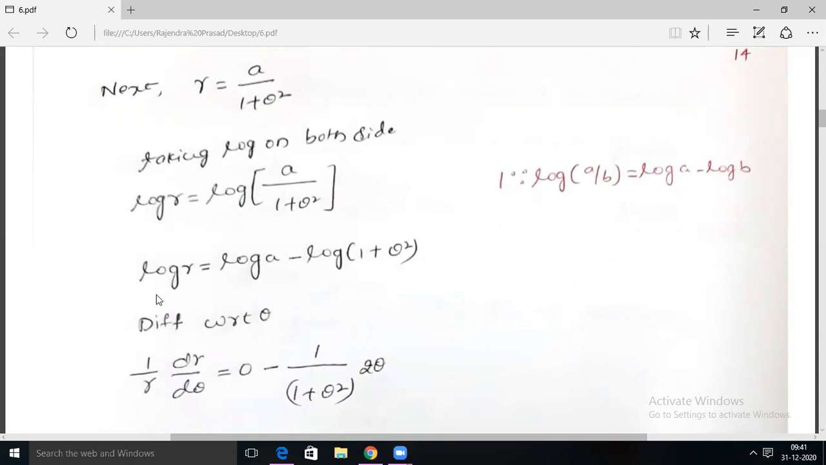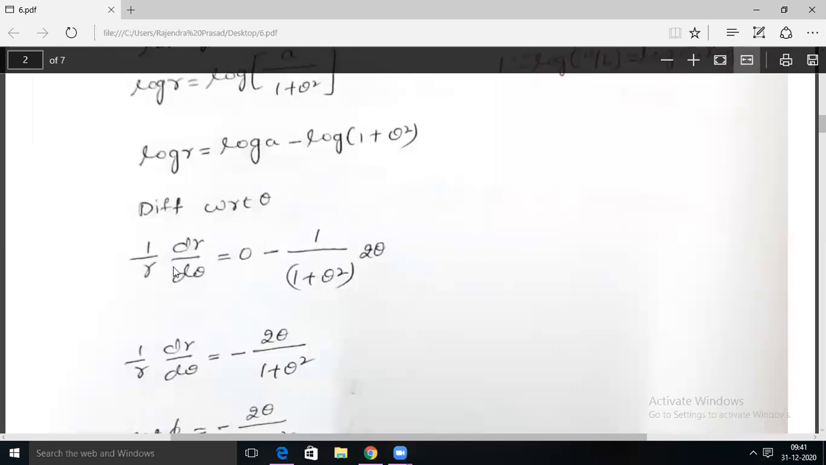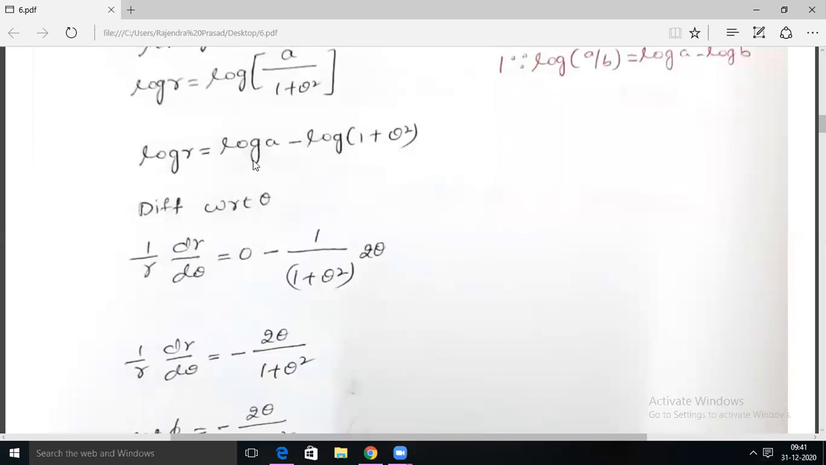After simplification, differentiate with respect to theta. Log r differentiation is 1 by r into dr by d theta. Log a differentiation is 0 because log a is a constant here. So constant differentiation 0, minus the differentiation of log of 1 plus theta square with respect to theta: 1 upon 1 plus theta square, and 1 differentiation 0, theta square differentiation is 2 theta. So this is the differentiation of log of 1 plus theta square.